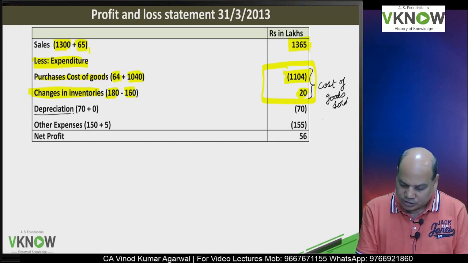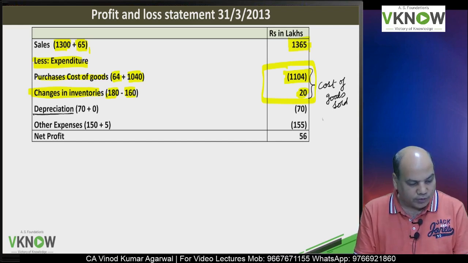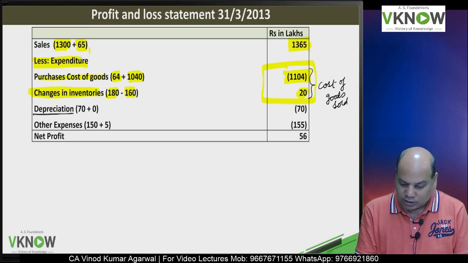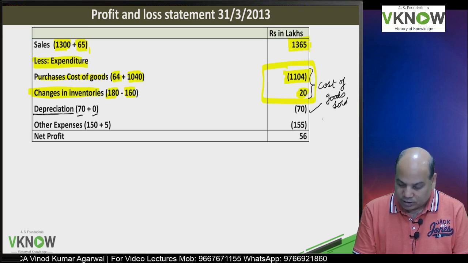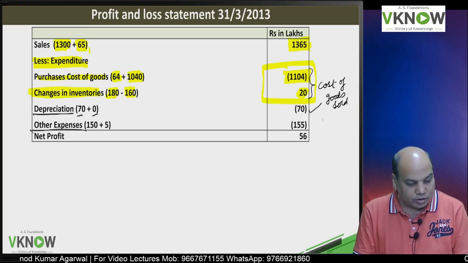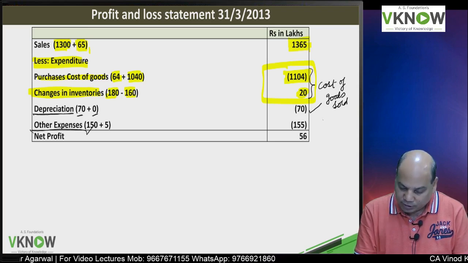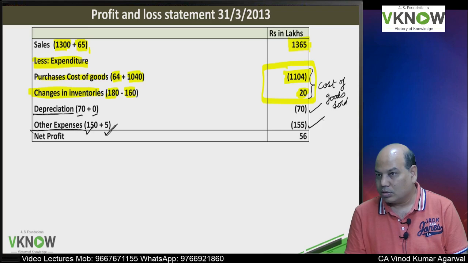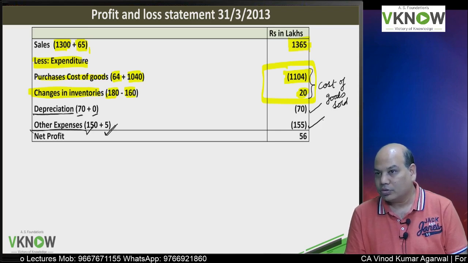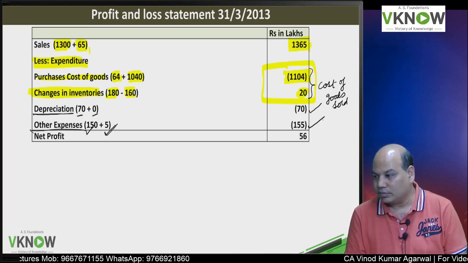Then write down depreciation. In the books of Monty, trial balance fourth line, 70. There is no depreciation in the joint venture. So 70 in bracket. Other expense: in the trial balance of Monty third line 150, share in joint venture expense 5, total expense 155.